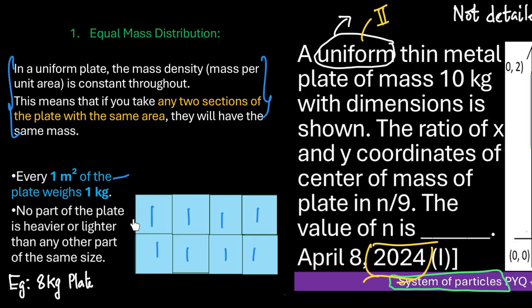Now if we assume this plate to be a plate of 8 kilogram mass, then every 1 meter of the plate weighs 1 kilogram, or in other words, no part of the plate is heavier or lighter than any other part of the same size. Size is important. So if this is an 8 kilogram plate, it simply means that this part should be 1 kilogram, 1, 1, 1, making it sum up to 8. Okay.